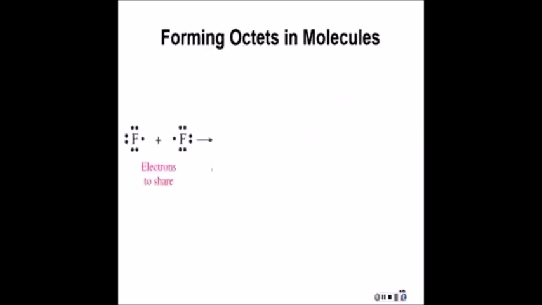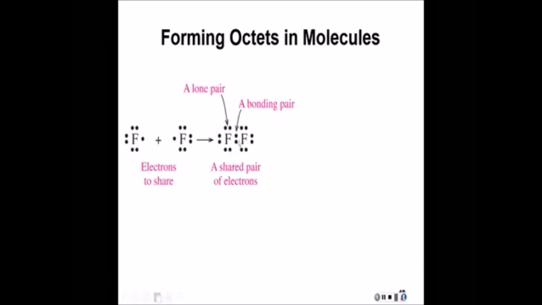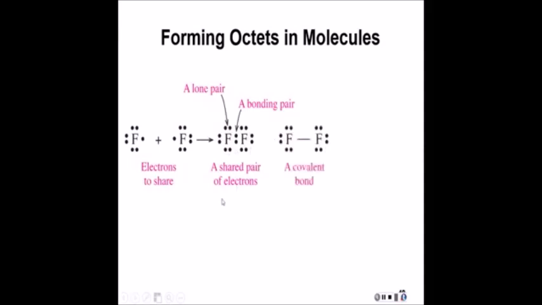Let's look at another one. We can take two fluorine atoms. Now, each fluorine atom has 7 valence electrons. So they can share the unpaired electron. They will share these two electrons. That's our shared pair. So that's going to be our bonding pair. And these other guys around here are our lone pairs. And so that bonding pair can be replaced by a dash. There we go. And there is our fluorine molecule.